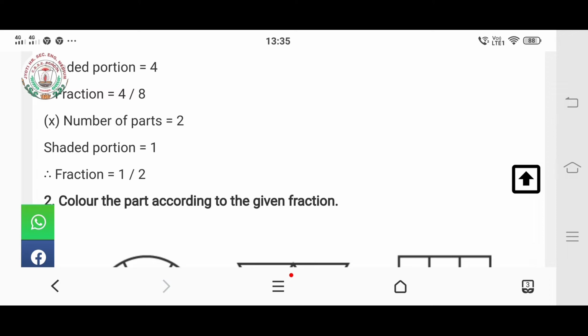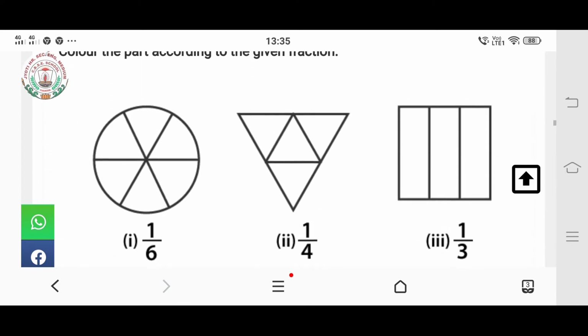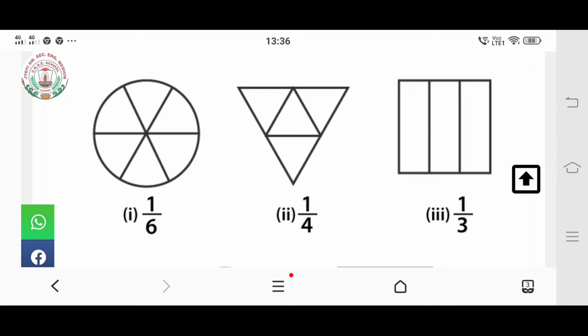Now coming to the second question. Color the part according to the given fraction. Here the fraction given is 1 by 6. 6 means there must be 6 total parts. So let us count here. Are there 6 parts given? 1, 2, 3, 4, 5, 6. Yes, 6 parts are given.